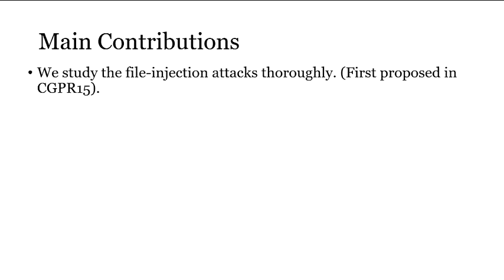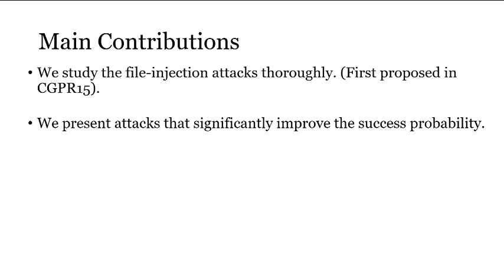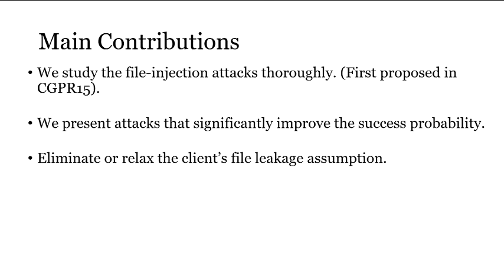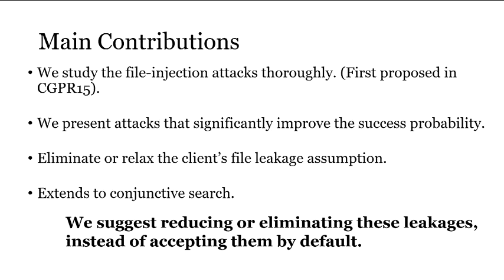This attack model was first proposed in the CGPR 15 paper, but was not used for query recovery. Under this attack model, we show that there exist attacks that significantly improve the success probability and eliminate or relax the client's file leakage assumption. Finally, our attacks can be extended to conjunctive search, where the clients can ask for files containing 2 or more keywords simultaneously. So with these results, we suggest to reduce or eliminate the leakage in searchable encryption instead of accepting it by default in definitions.